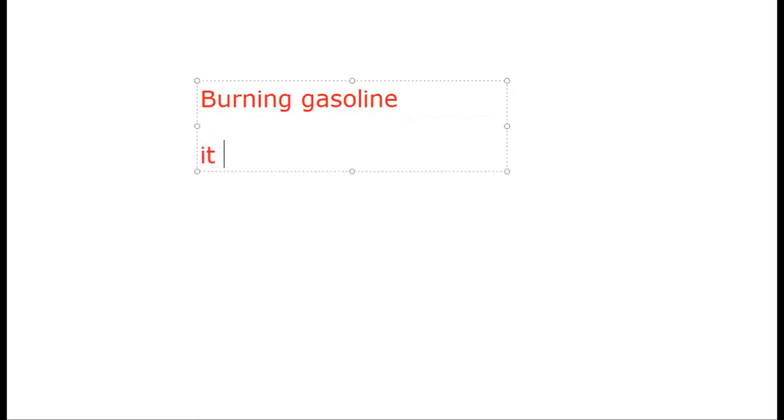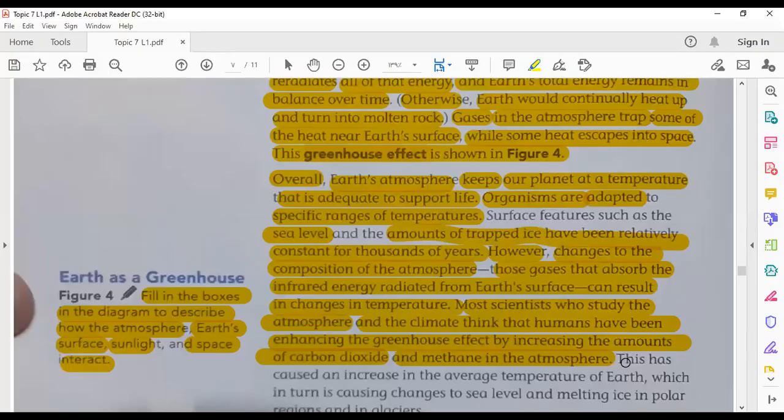When we burn fossil fuel, for example, burning gasoline, this gasoline in the car, what does it do? It's a chemical change or a chemical reaction. It releases, in the products, carbon dioxide. And carbon dioxide goes to the atmosphere. Okay? Is it clear? Yes, it is clear.